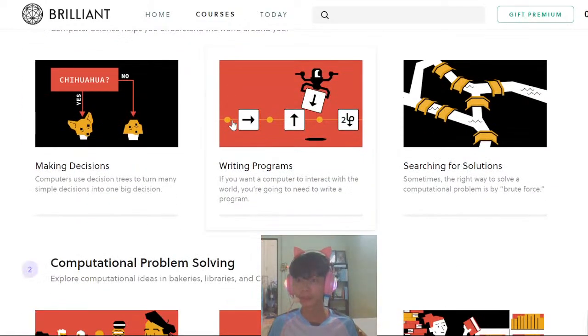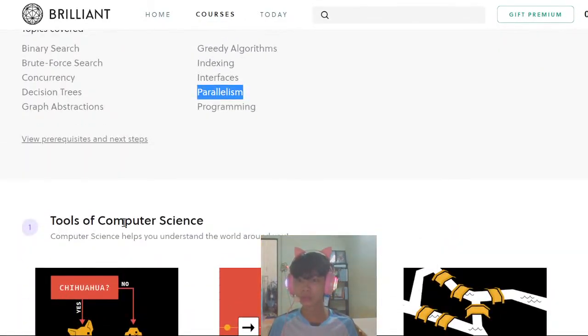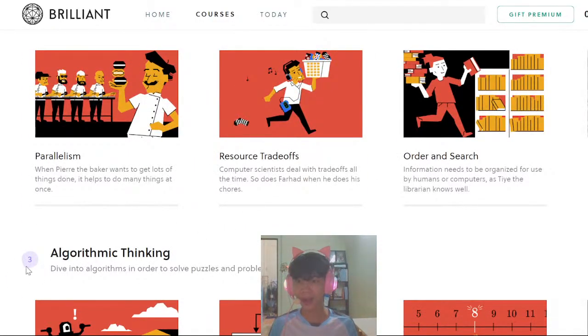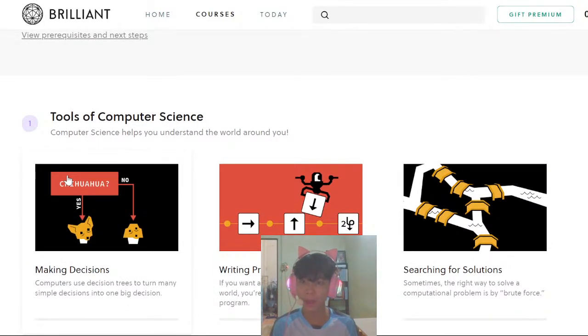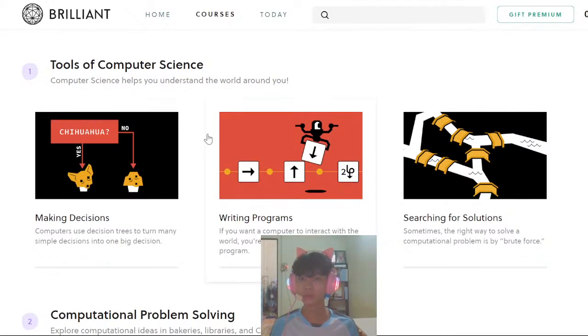So today we have tools of computer science: computation, problem solving, algorithm, algorithmic thinking. Today with tab 1, I will learn about tools of computer science. Computer science helps you understand the world around you. First, I will go to the first topic here, making decisions.